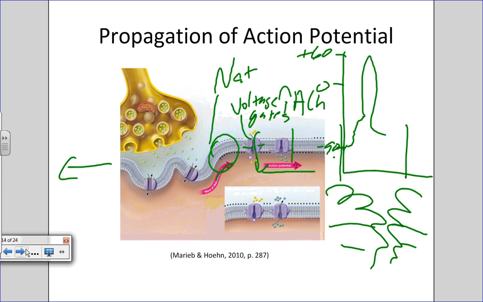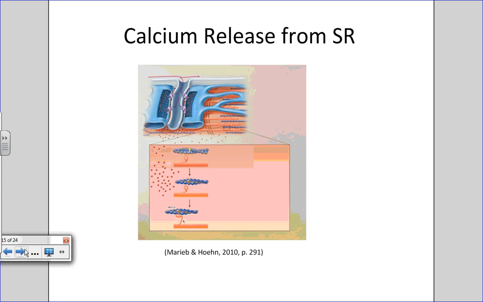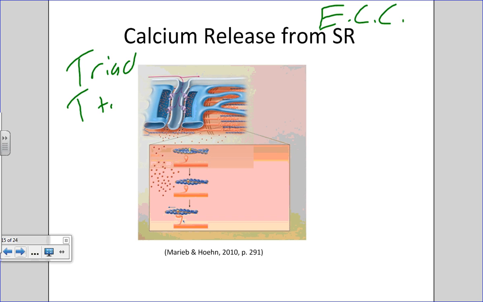All right, and then that's going to lead into the next part, the beginning of excitation contraction coupling, which we'll abbreviate as ECC. Okay, so now this is where that triad comes in. Remember, the triad is the T tubule plus the sarcoplasmic reticulum, because you can see here, you see sarcoplasmic reticulum on both sides, and then the transverse tubule right there.